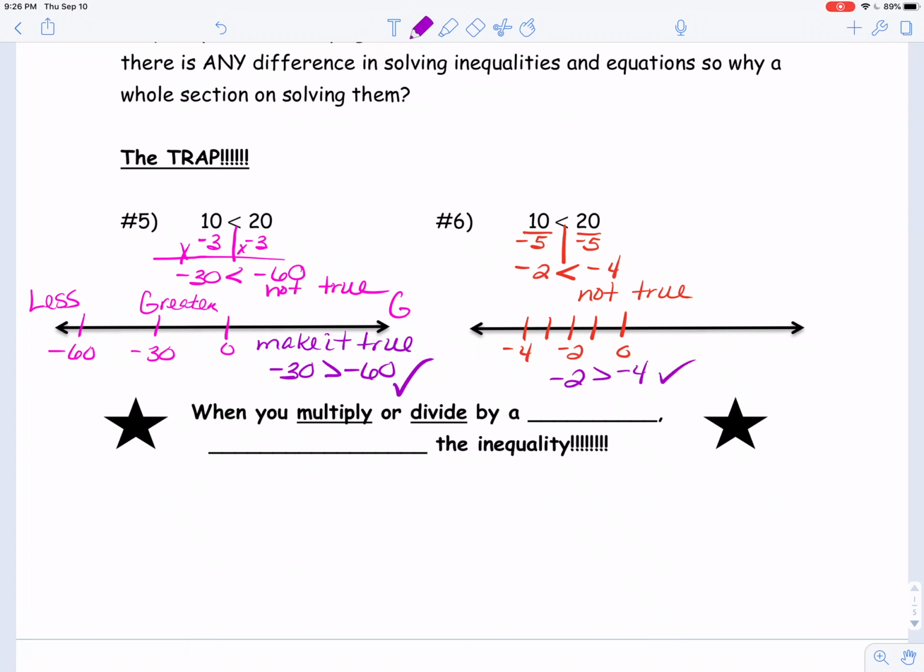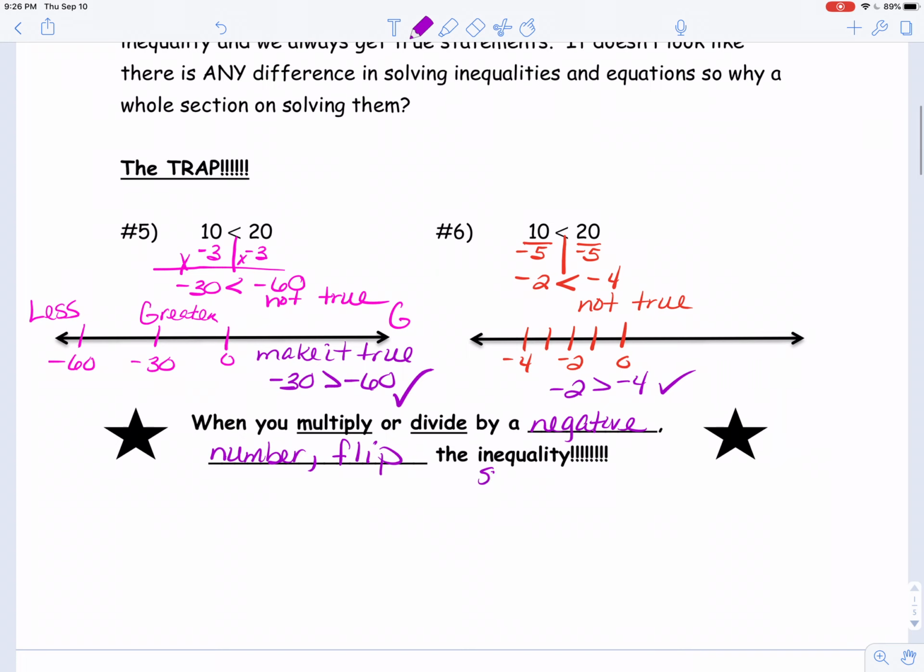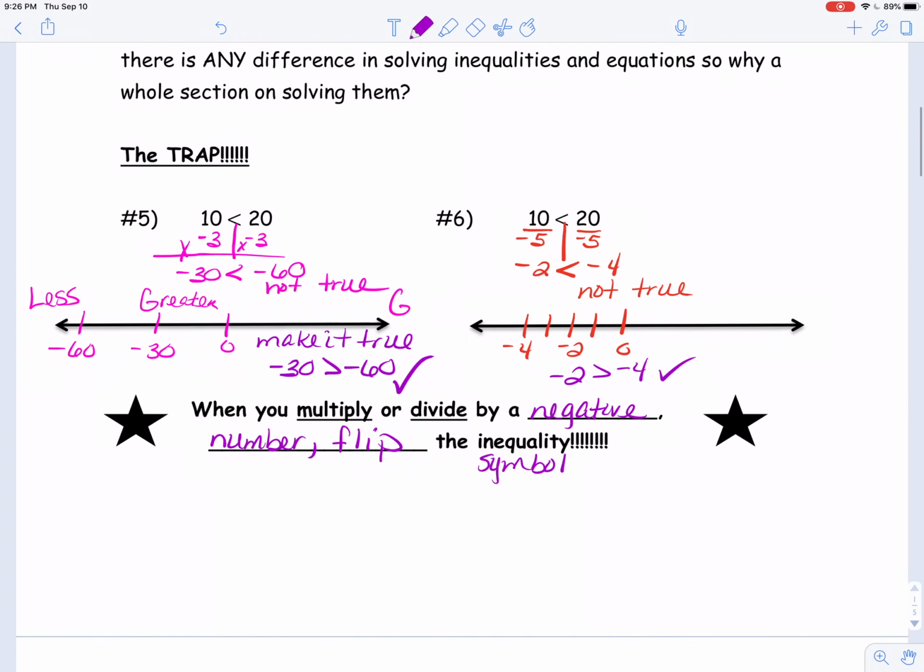So what I wanted to demonstrate through that little scenario of those 6 problems is that if you multiply or divide by a negative number, you're going to flip the inequality sign or symbol. Write that. All right, and that is it. That is how it differs from solving equations. Other than that, everything that you do is going to be the same.